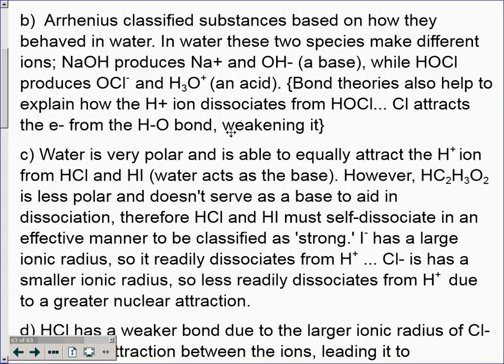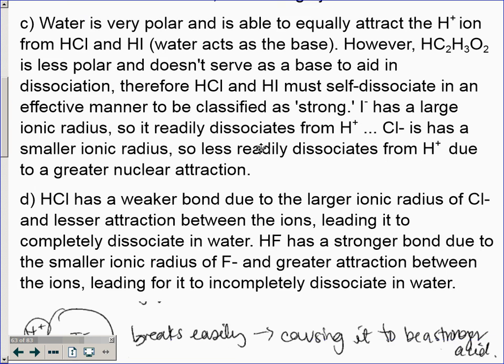because this has a stronger attraction since they're both small ions. They can condense together a little bit more, and they have a greater attraction between the two simply because of the size of chlorine. This has a lesser attraction because the iodine is so large. So acetic acid can still cause dissociation from the HI situation, but not dissociation as well in HCl, just based on atomic size. That's what all that says, basically.